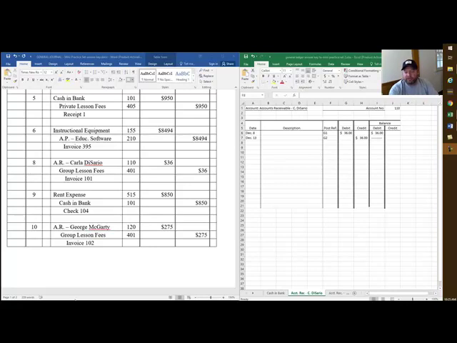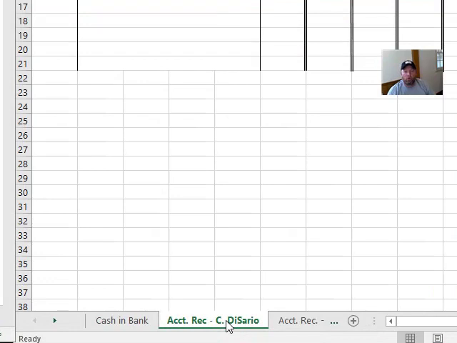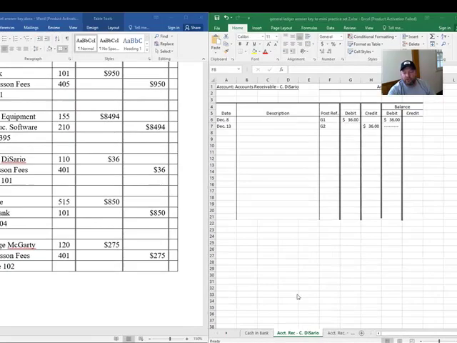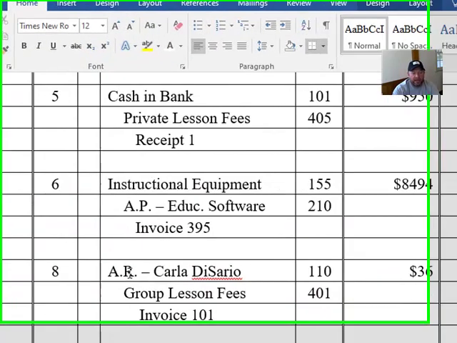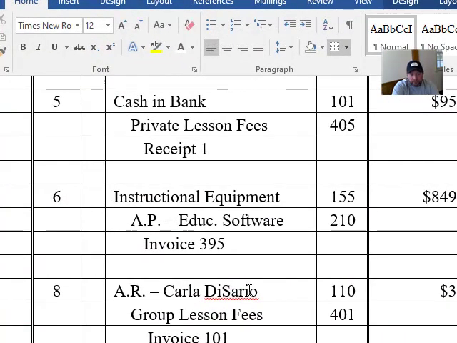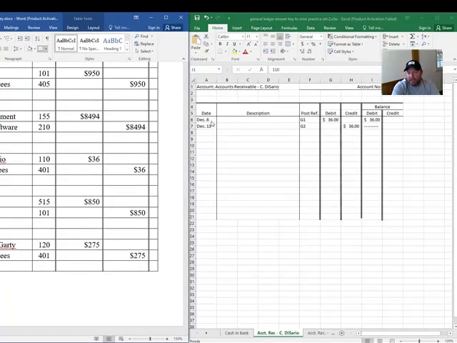So here we are dealing with the second account. And again, remember, it's the second account according to its account number. So you'll see that this is accounts receivable to Mrs. Desario, and she is account number 110. So that's why I consider it the second account. On December the 8th, we have our first transaction affecting Carla Desario, $36, and that is for group lesson fees.